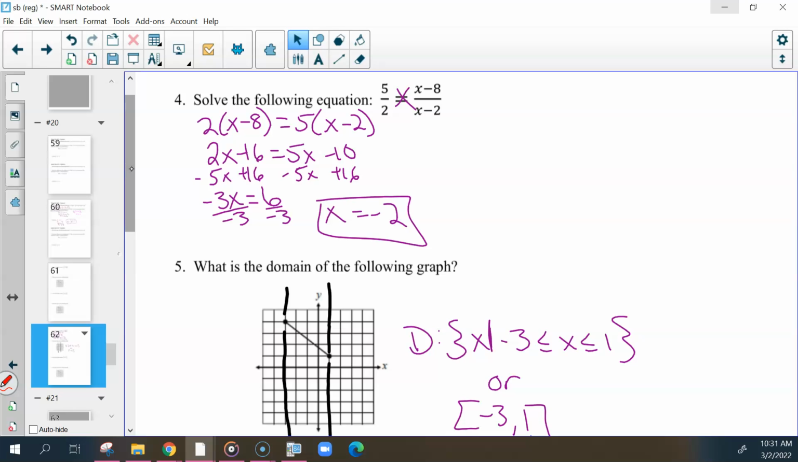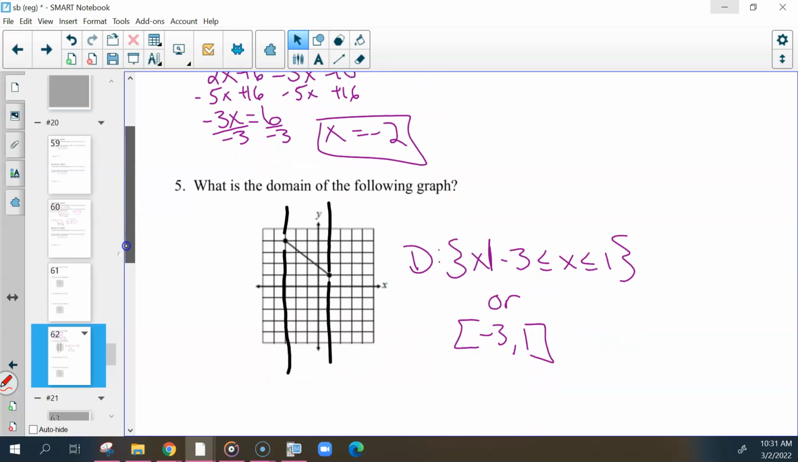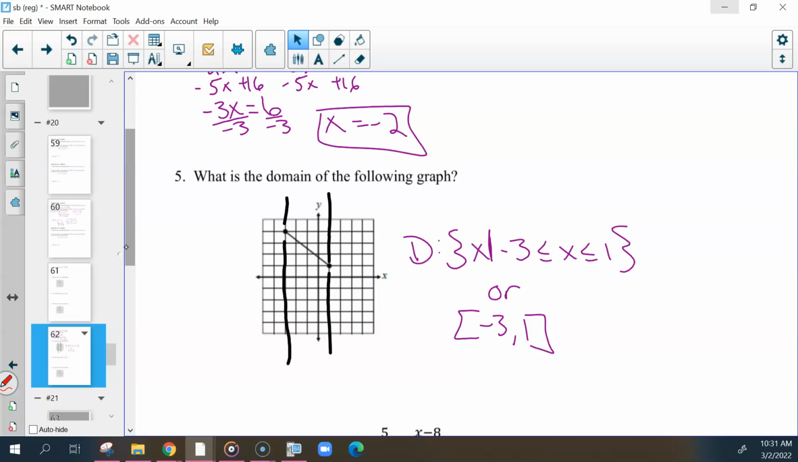Questions on that? And number 5, you could have written this one of 2 ways. You're looking for the domain. It has endpoints. So you know you're looking at this least to greatest, so you're going to start at -3 and end at 1.